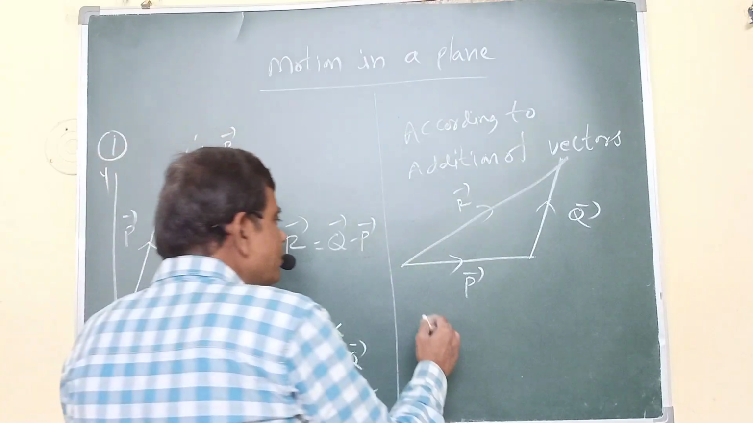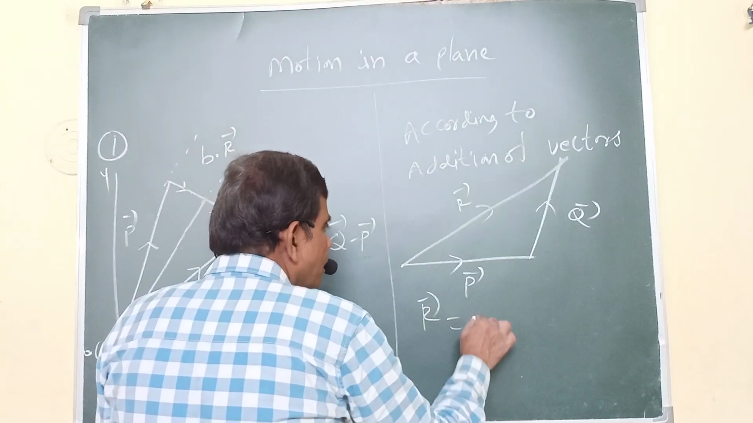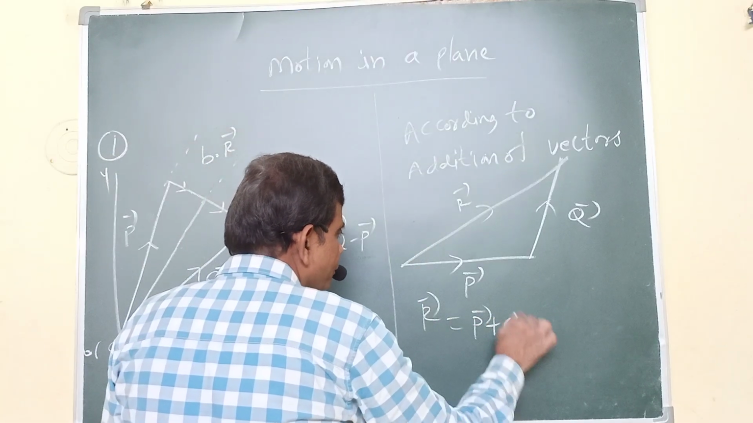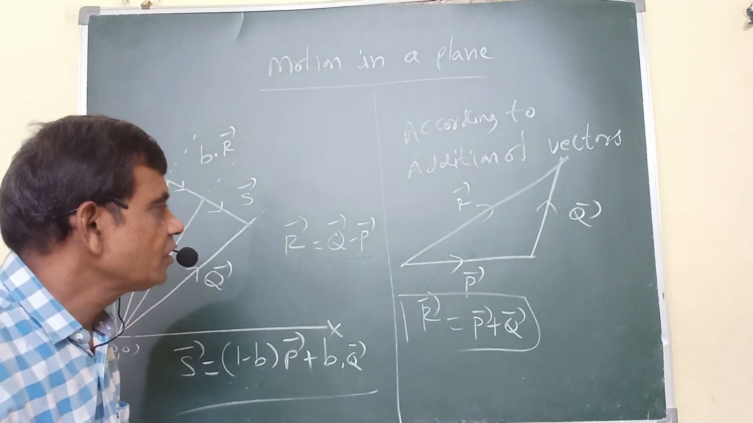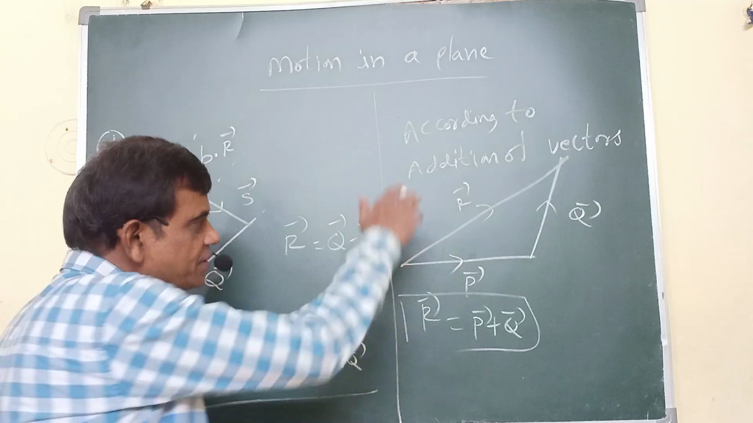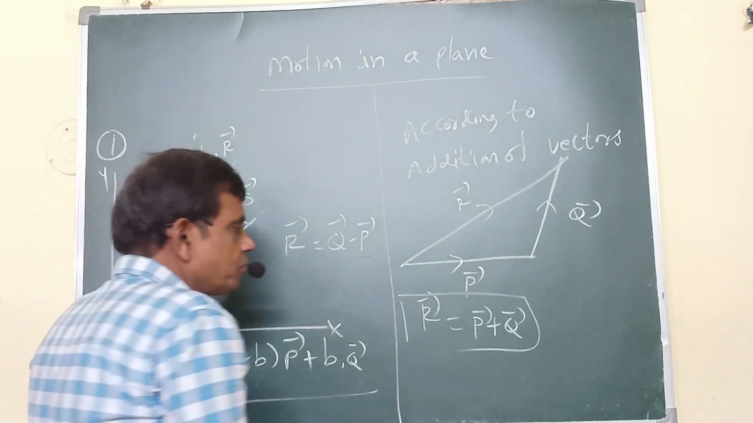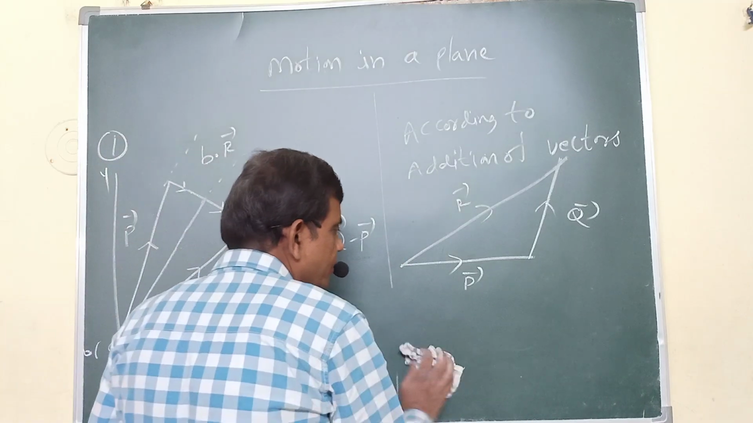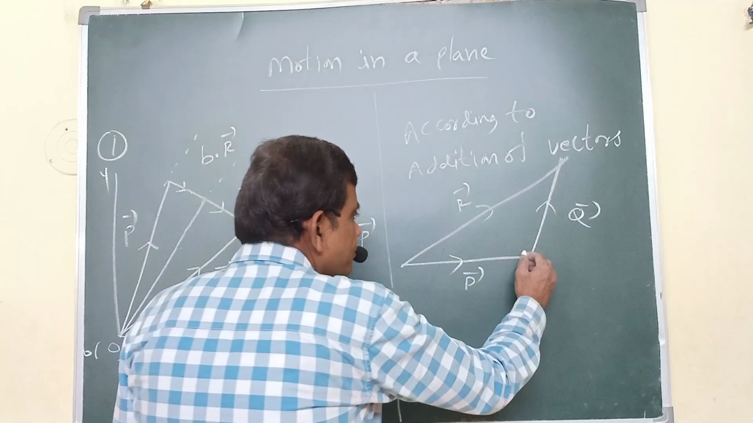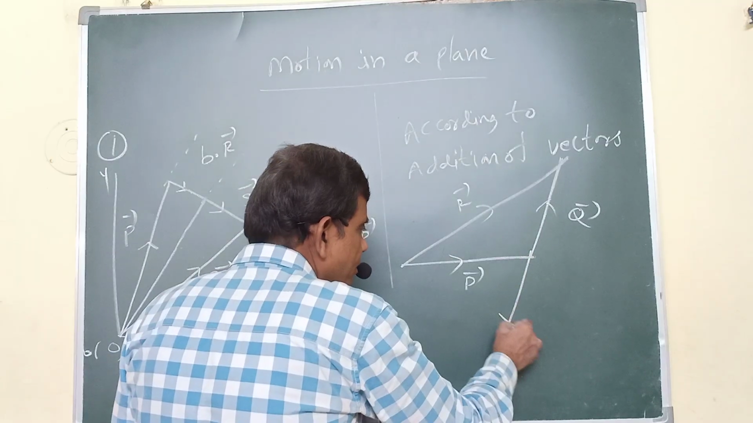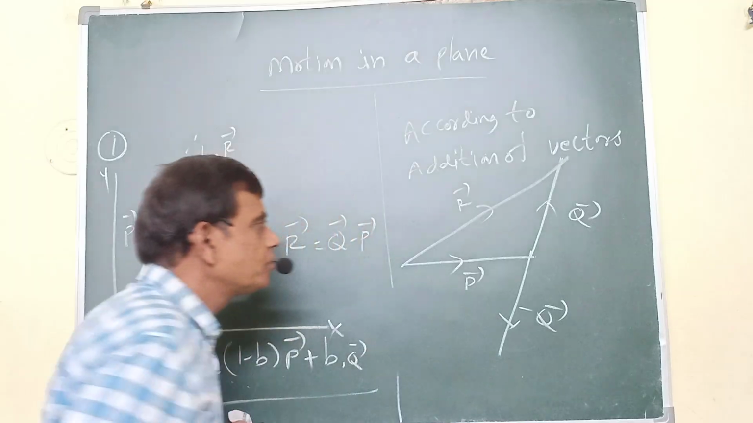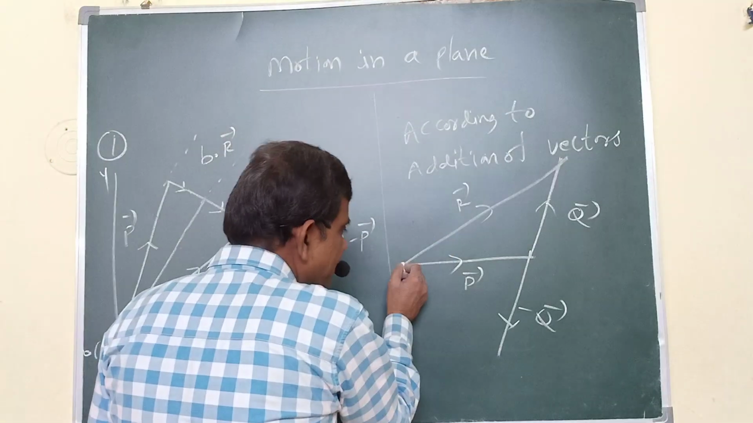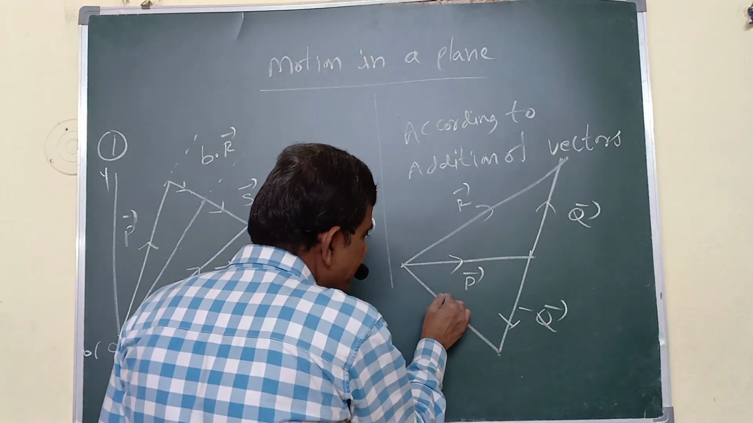Now what happens? R equals to P plus Q. So that is called law of addition of vectors. Otherwise, for example, this Q is reverse. Reverse means opposite direction. So what I am writing? Minus Q. At that time we don't take R vector, this is another vector. That I am taking as S vector.